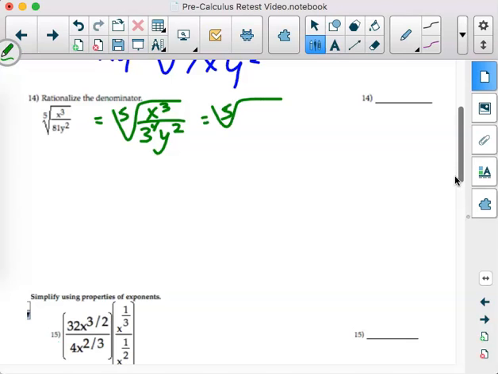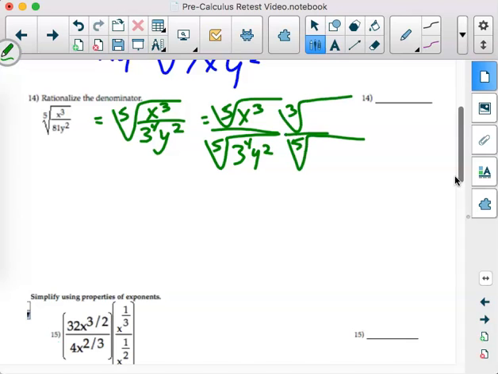We have the 5th root of x to the 3rd over the 5th root of 3 to the 4th y squared. And we realize that we have to make the index match our power, our exponents. So I'm going to need one more of those 3's to make that 3 to the 5th, and I'm going to need 3 more of those y's. But whatever we do to the bottom of a fraction, we have to do to the top. So we will multiply by that in the numerator as well.